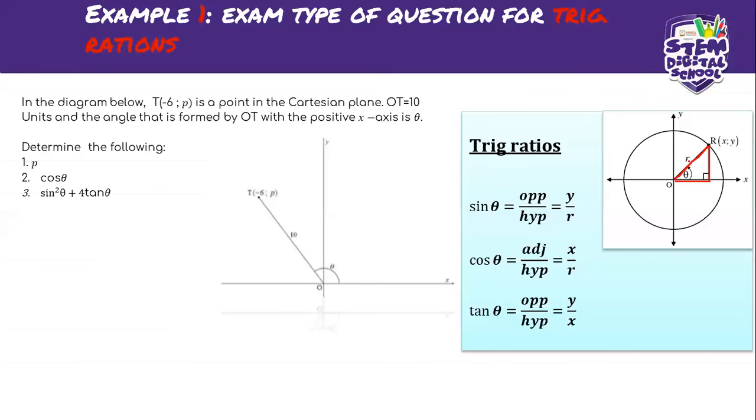Please bear that in mind, that the value of R will always be positive, unlike X and Y. X and Y depend on the quadrant. For instance, in this first quadrant, we can see both X and Y are positive.